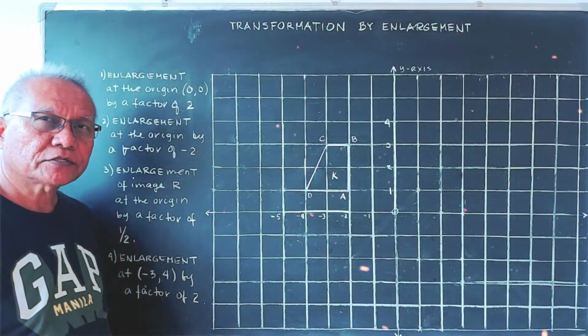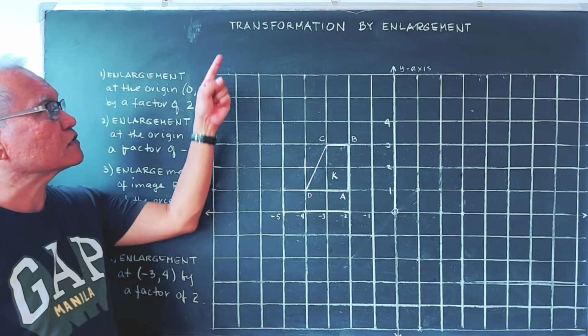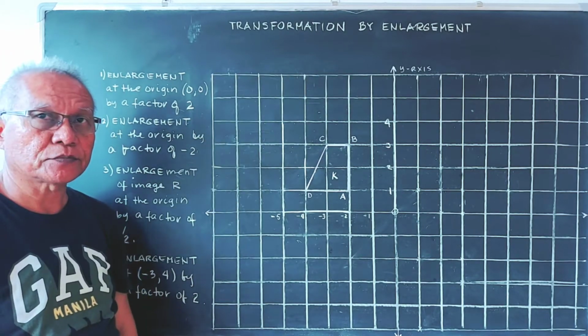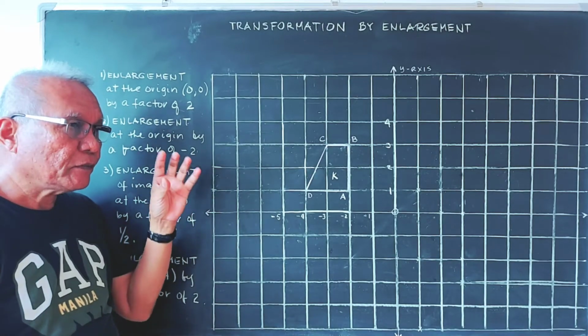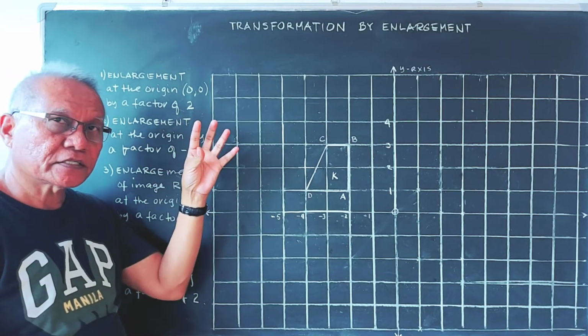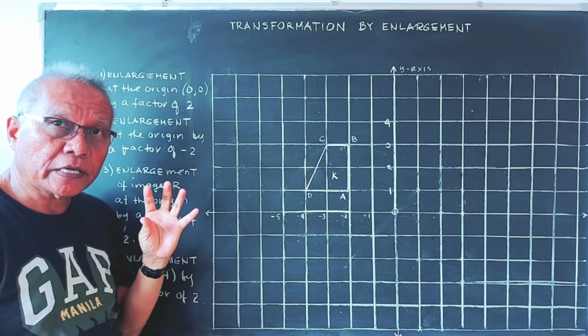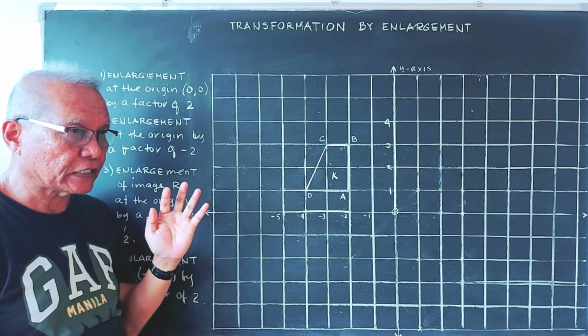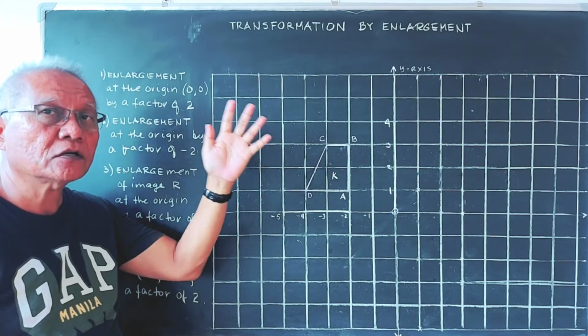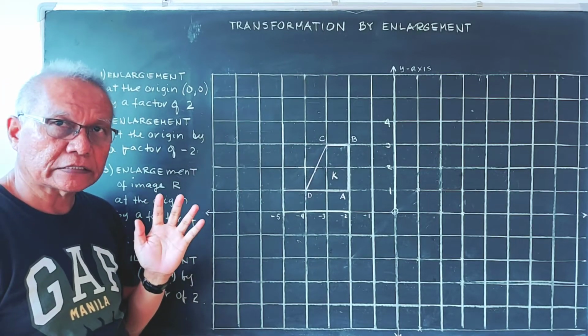Good day, learners. Today our topic is about transformation by enlargement. Now, in enlargement, the image that is being enlarged is sometimes small and it's still called enlargement. Whether our object is becoming larger or smaller, we call it enlargement.